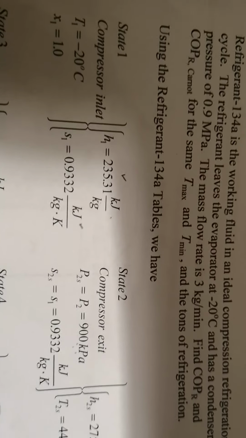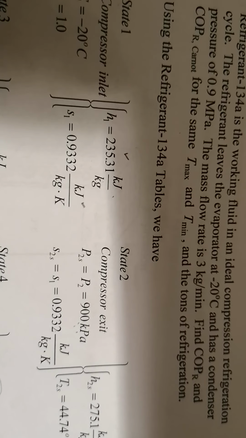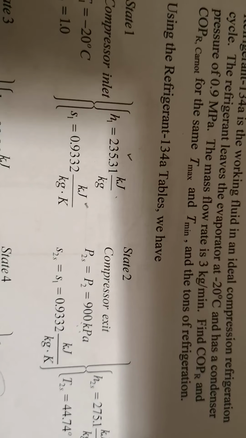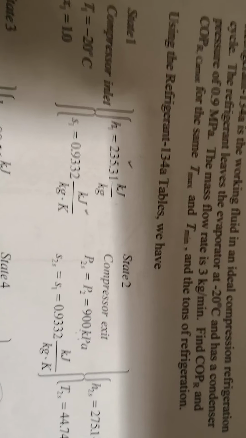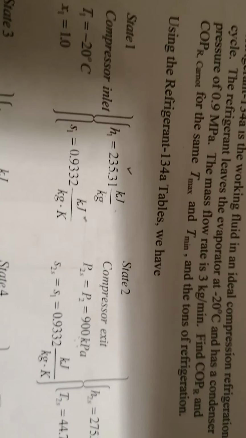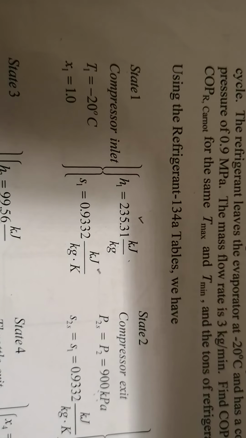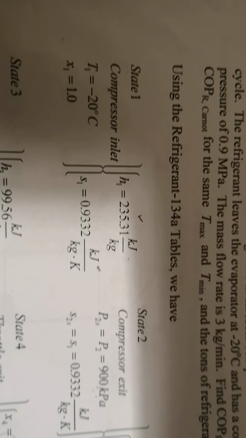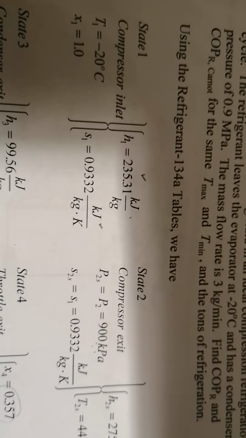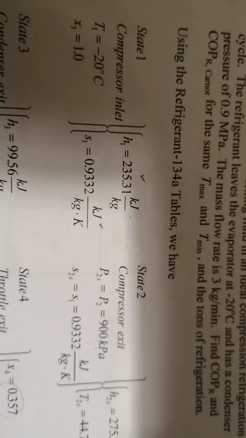This is going to be very important. Find the COP, coefficient of performance, refrigeration, that's why it's got the small r at the end, COPR, refrigeration; Carnot, which is slightly different, for the same T max and T min. And the tons of refrigeration. This is just terminology which will come through in a second.